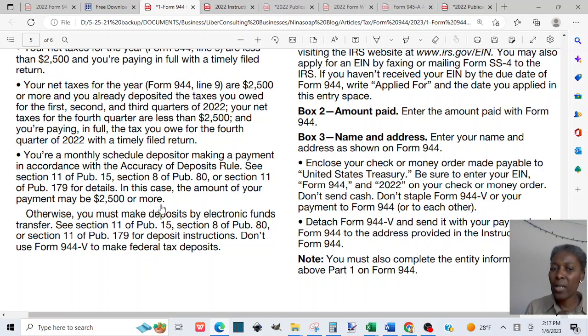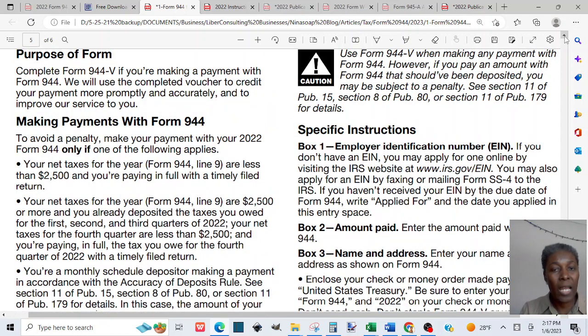But again, I want to read Publication 15 section 11 for more on that. But I just like to take one rule and just go with it. So if it's less than 2,500, you can pay it. If your line 9 is less than 2,500, you can pay it with your form when you submit it.